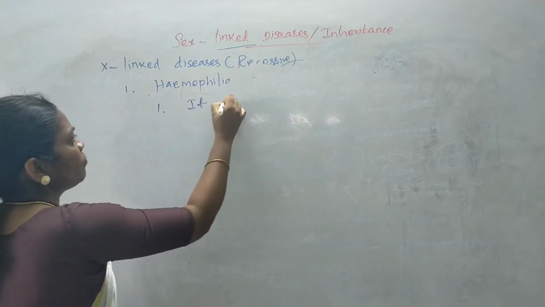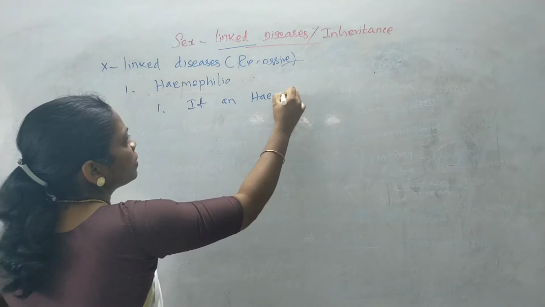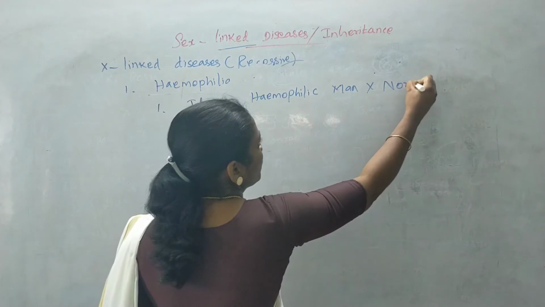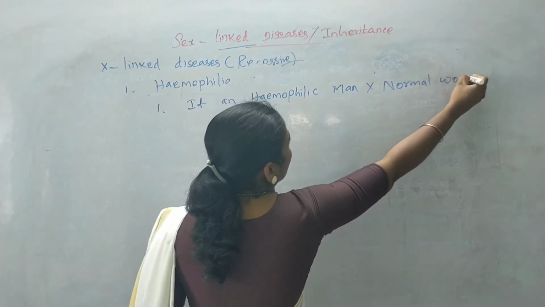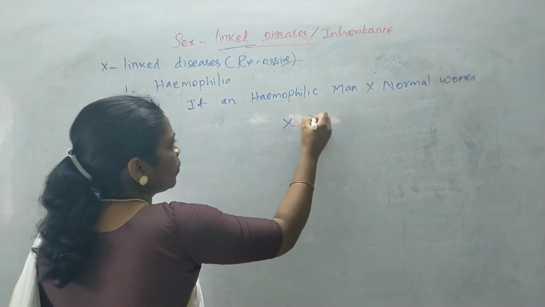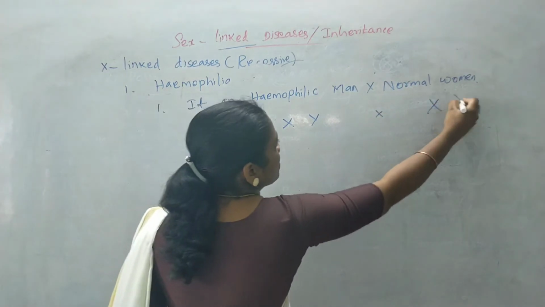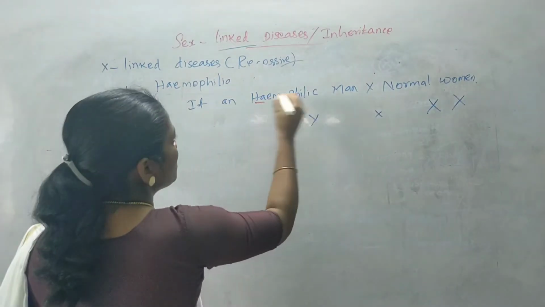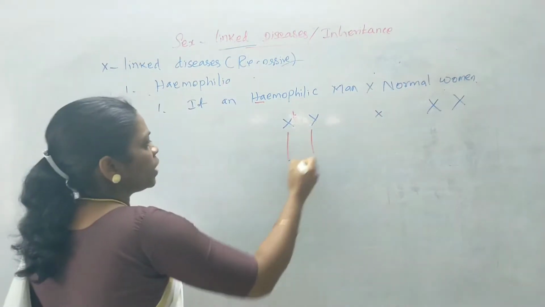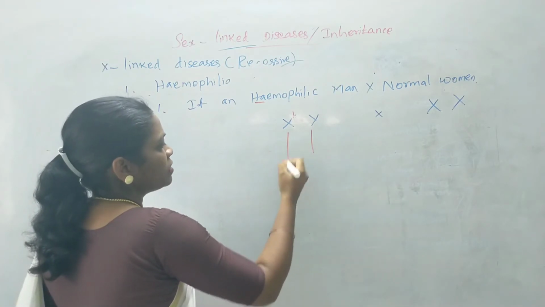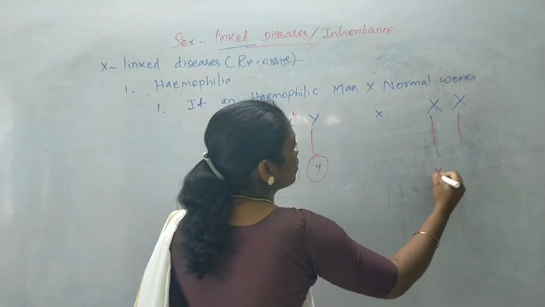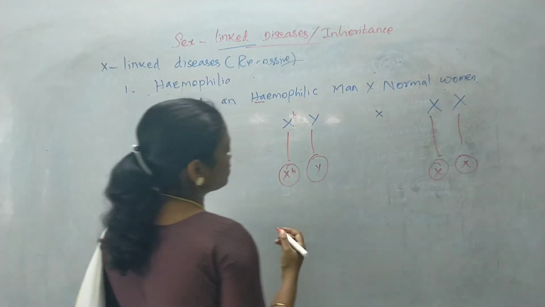We'll go with the first case. If a hemophilic man marries a normal woman, we write the hemophilic man as X and Y chromosome, and XX in the female. We represent hemophilia with a small h, and the female is normal. He will produce two types of gametes: one containing the diseased chromosome, the other the normal Y. The female will produce two identical gametes, which is why they are known as the homogametic sex.